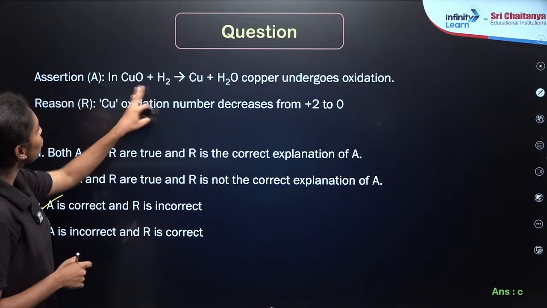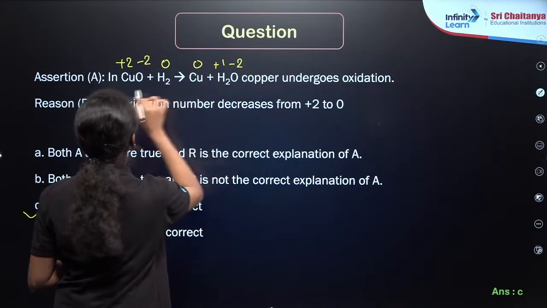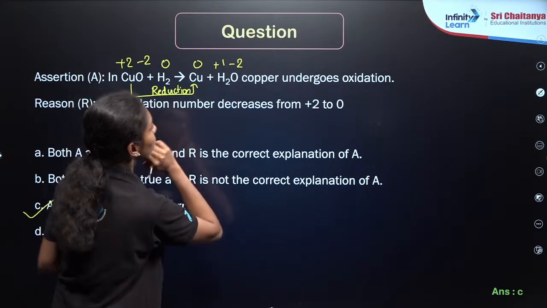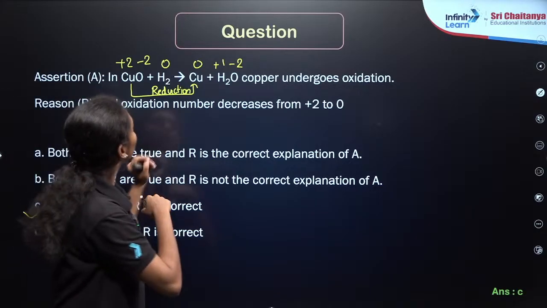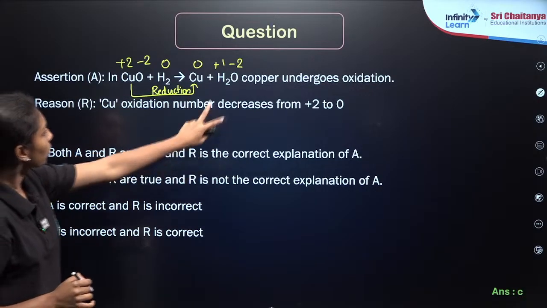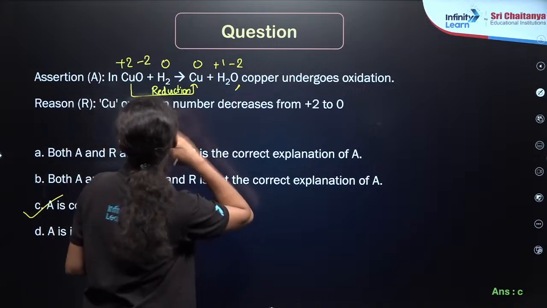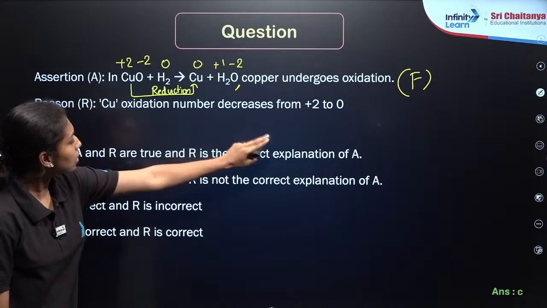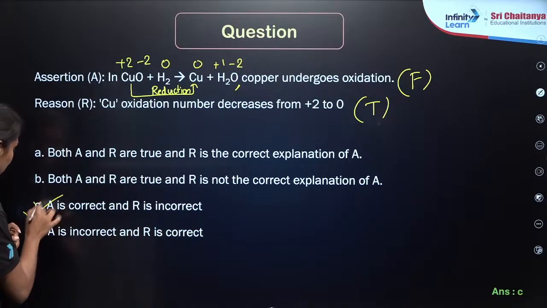So what do you mean by the assertion given here? CuO plus H2 gives Cu plus H2O. So it will be +2, -2, 0, 0, +1, -2, right? So what is happening here in the case of copper? Copper undergoes reduction only. So this will be +2 to 0, which means reduction. So here there is a correction. This is the wrong statement given here. So this is false. Reason: oxidation number of copper decreases from +2 to 0. So this is true. So which means assertion is false, reason is true, which means our option D will be the correct answer.